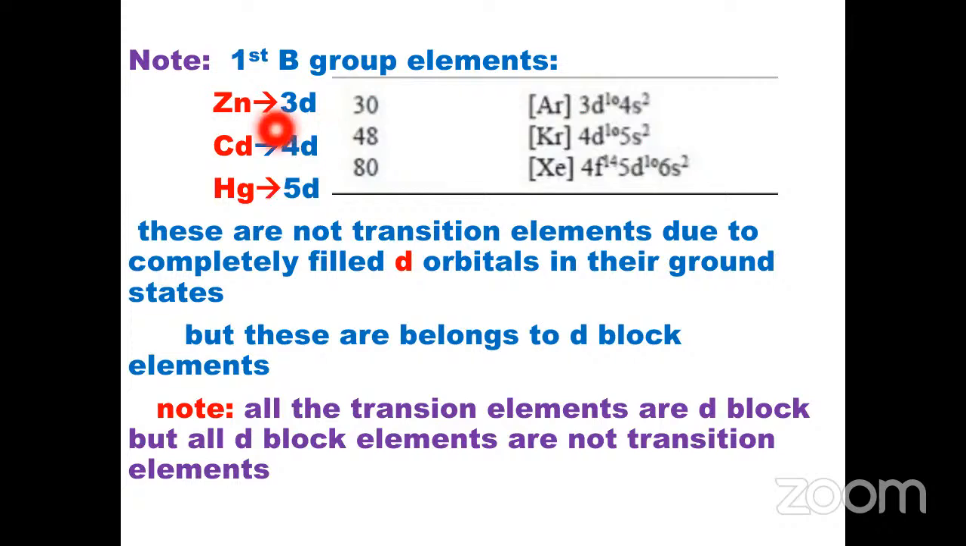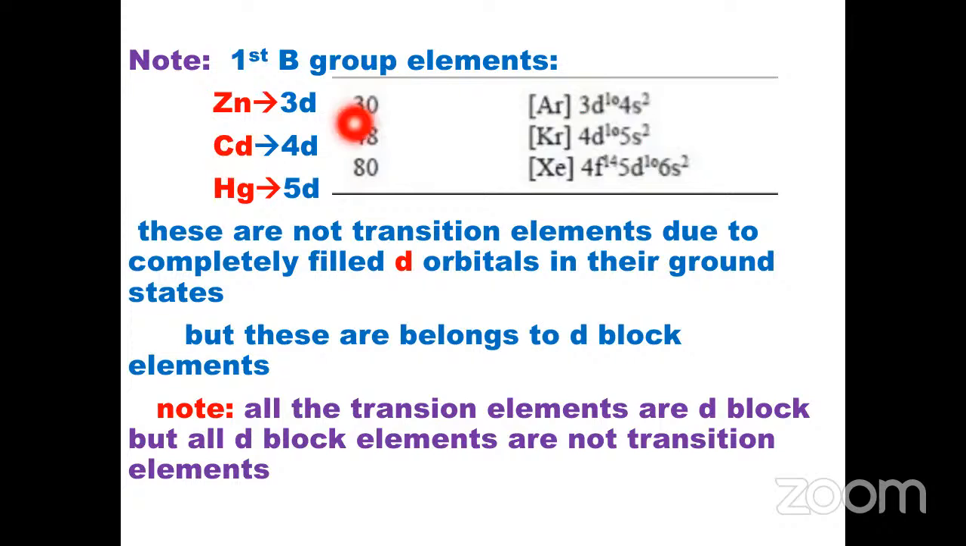One more question, students: the 3d series starts from which element? Scandium. The 3d series starts from scandium and ends with zinc. This is the first series. The 4d series starts from yttrium and ends with cadmium. And the 5d series starts with lanthanum and ends with mercury. These are the elements of each series. These belong to the first B group.